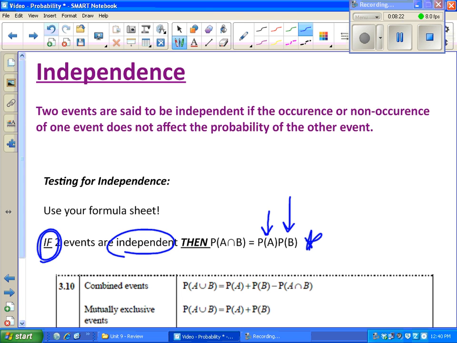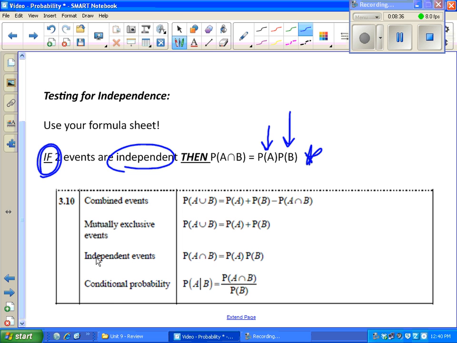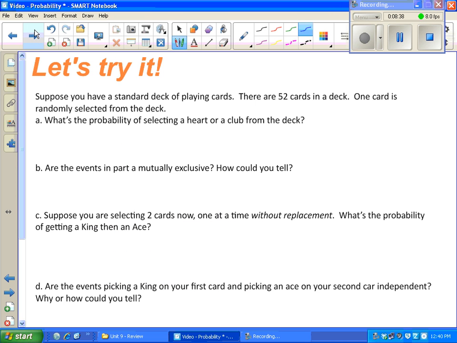However, the biggest mistake we see here is that people will just do this even if they don't know that the events are independent. So make sure that if you are multiplying your probabilities, you know that your events are independent. And you can see that right here, independent events. All right, so let's try a little bit of this.